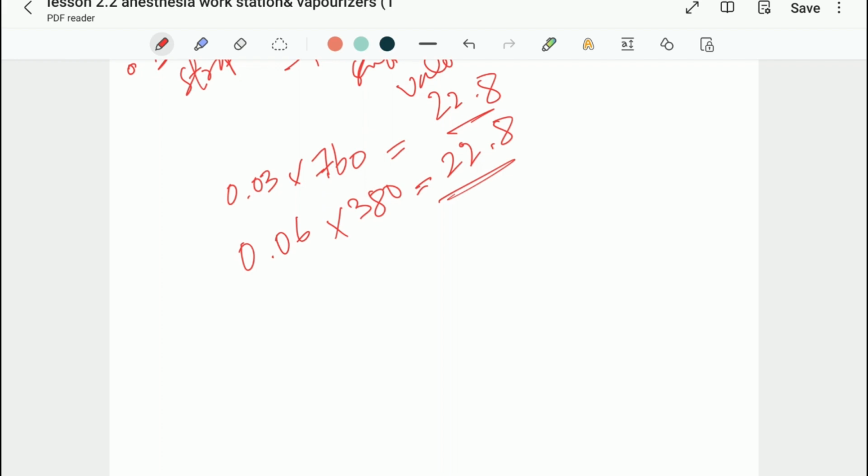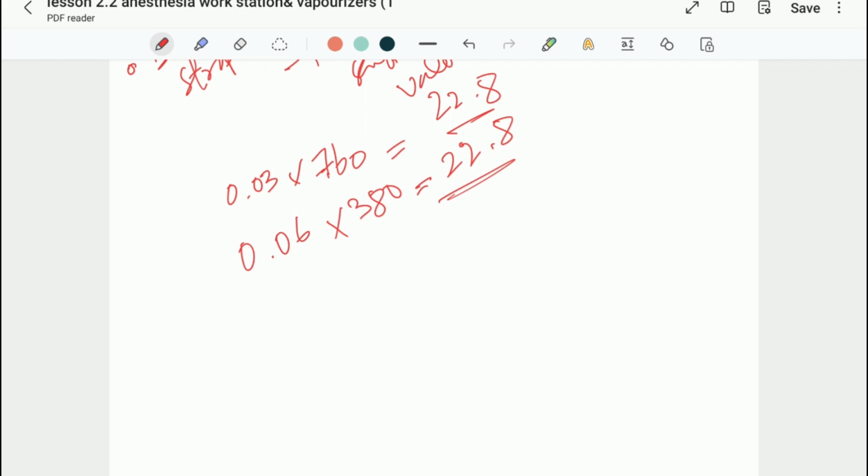For example, a dial setting of 10% at sea level provides 76 millimeter of mercury of partial pressure, but at an altitude where the atmospheric pressure is halved, about 380 millimeter of mercury, that same 10% setting only delivers 38 millimeter of mercury. So to maintain the same anesthetic depth, that is the same partial pressure, the clinician must manually increase the dial setting on a TEC 6 vaporizer when at high altitude.